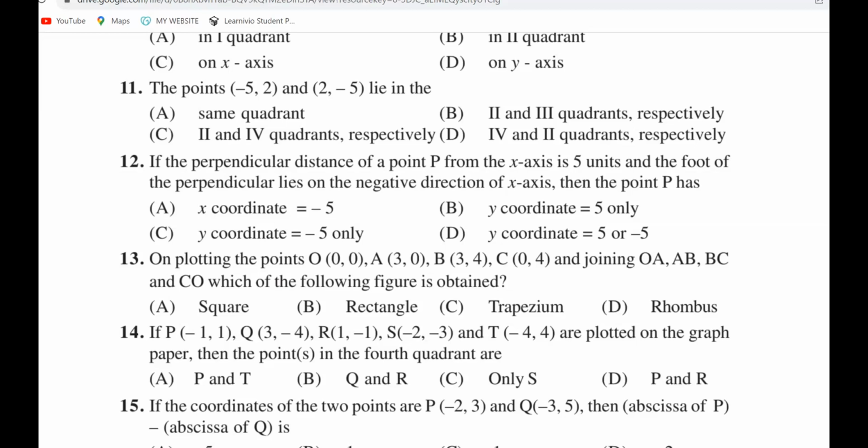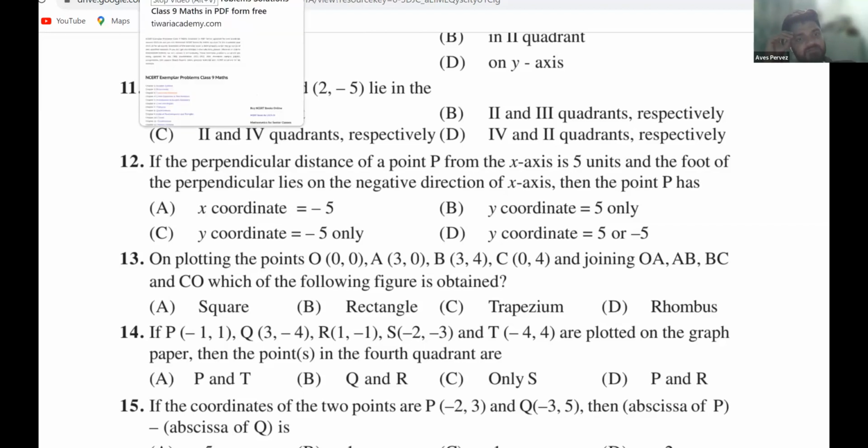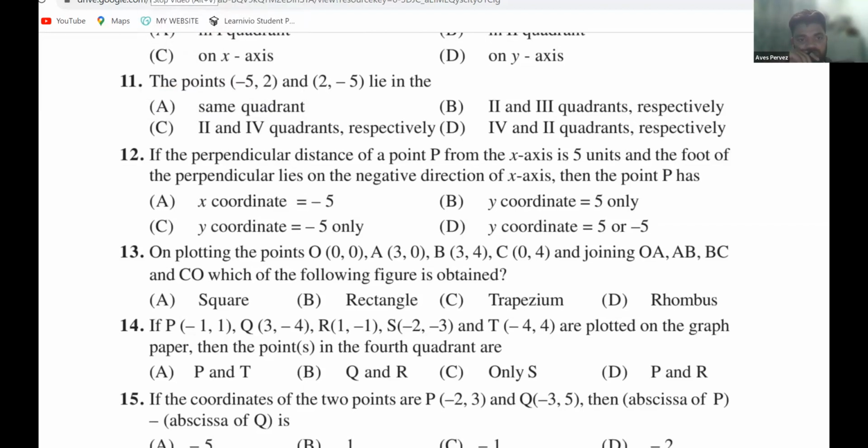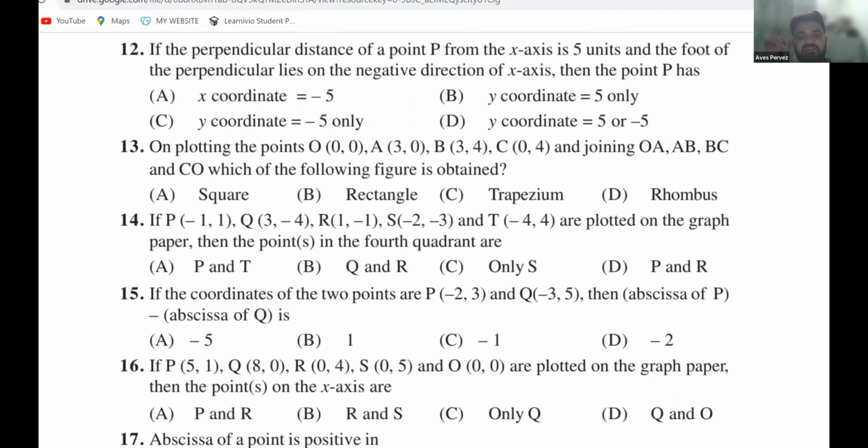Sir, I'm done. Done? Okay. Do the next question, question number 15. Abscissa of P minus abscissa of Q is... Note the question properly. Note each and every question.